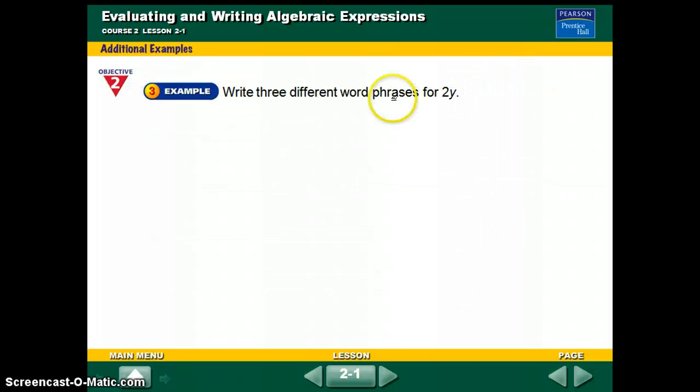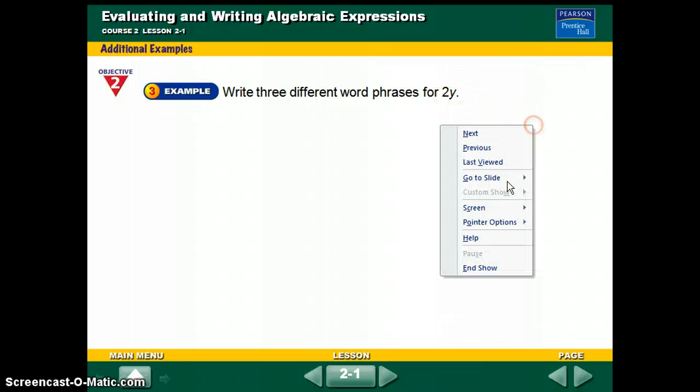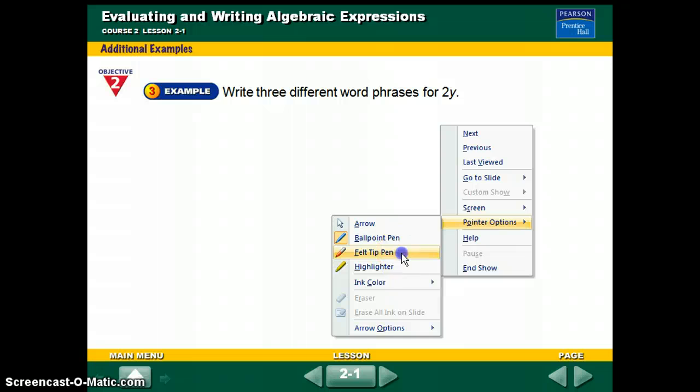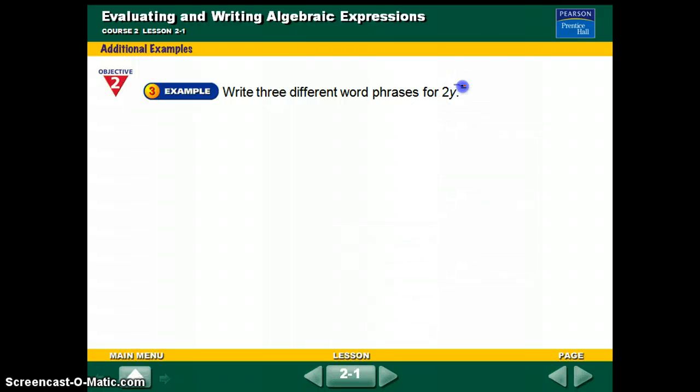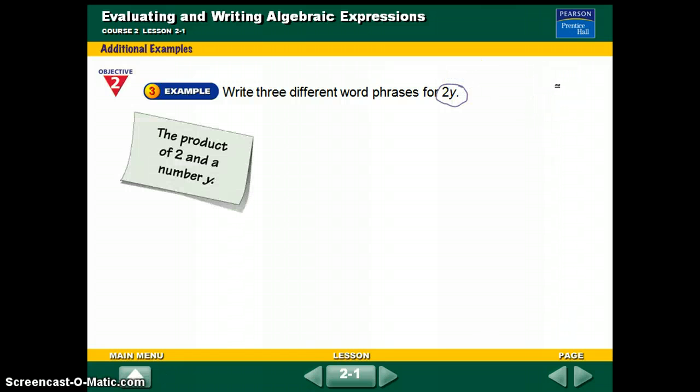We're going to look at example 3. Now you notice we're moving on to objective 2. It says write 3 different word phrases for 2y. Now first of all we have to know what does that mean? 2y. So what does it mean when two things are next to each other like that? Plus, minus, times, divide. 2 plus y, 2 minus y, 2 times y, 2 divided by y. It means times, right? So here's 3 ways they came up with.